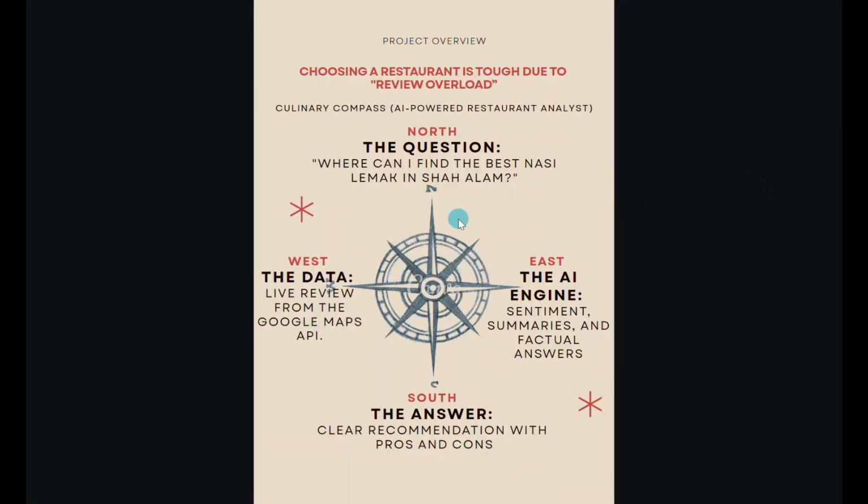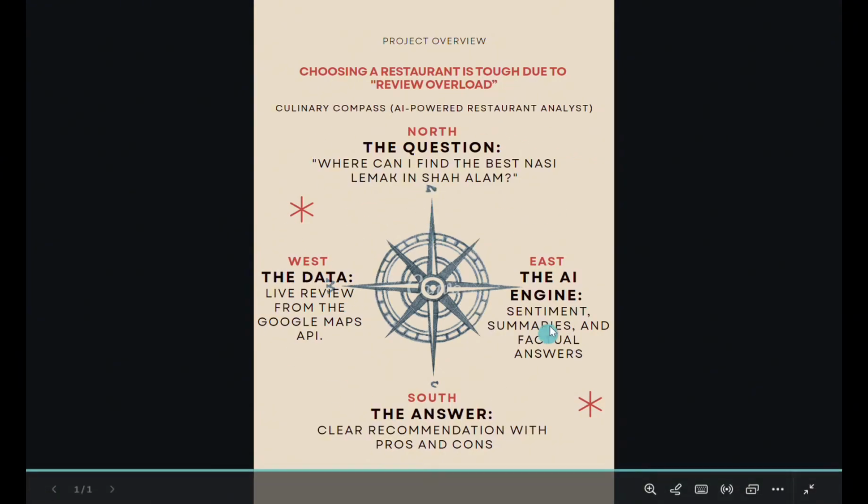What if you had an AI that did the hard work for you? That's exactly what I built for my capstone project. I call it Culinary Compass, an AI-powered engine designed to turn review chaos into clear, actionable insights. So, how does it work to find the best nasi lemak in Shah Alam?